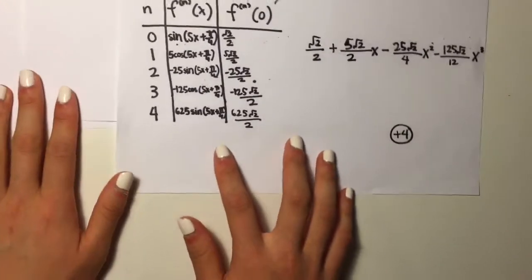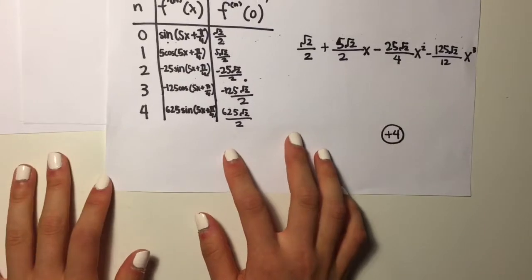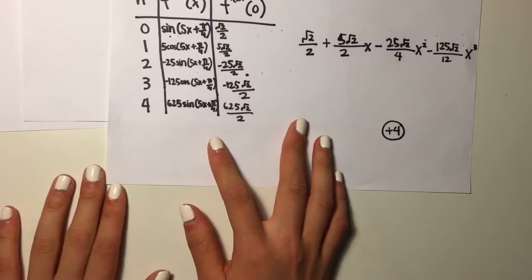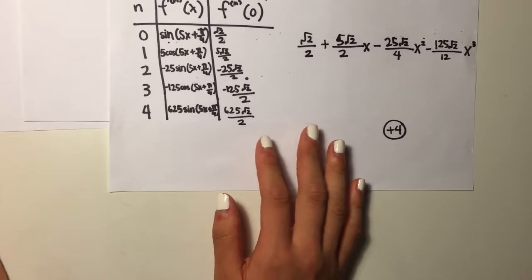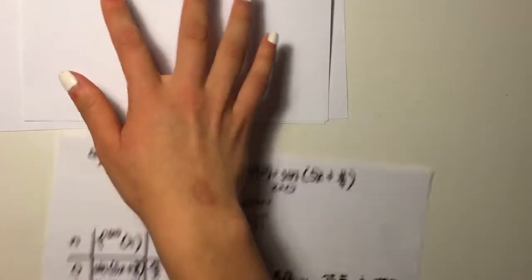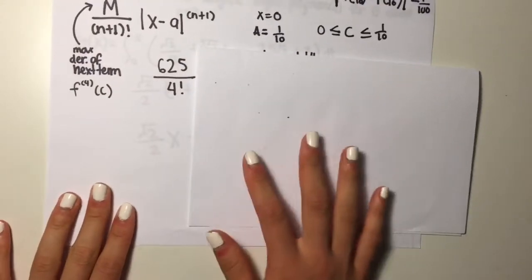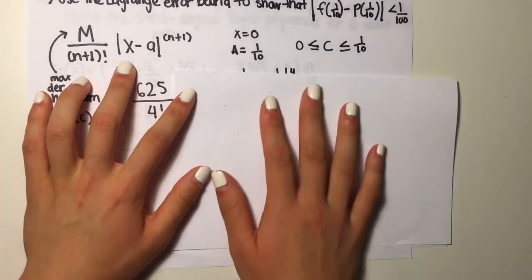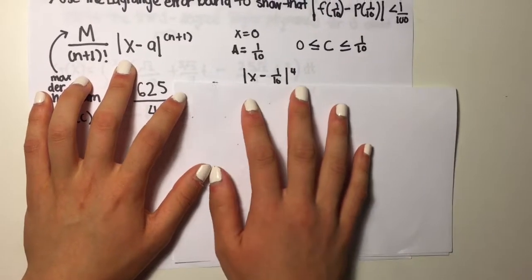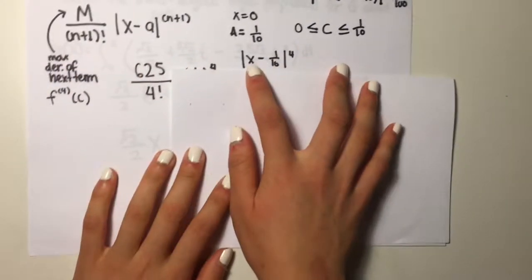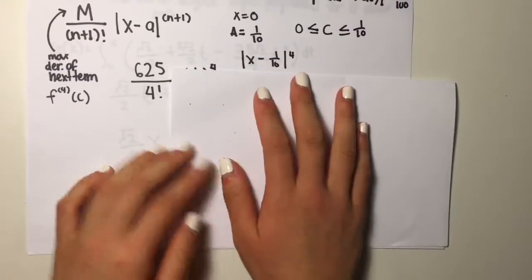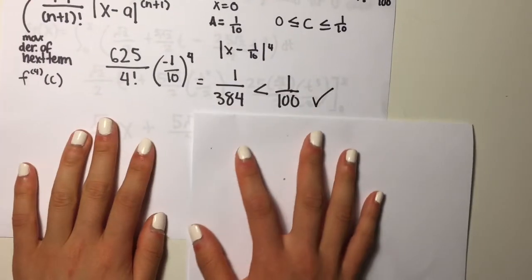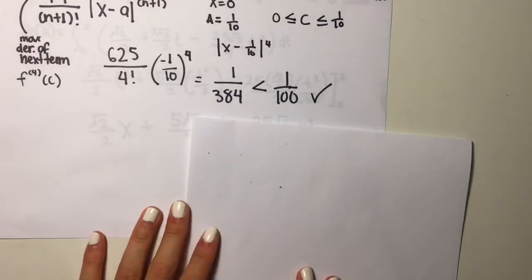And so in order to find the maximum fourth derivative, we know that the maximum and minimum value of sine is always going to be 1 and negative 1. And so the maximum value here is going to be 1, so the maximum fourth derivative is just going to be 625. And so we know that this part is going to be 625 over 4 factorial. And then for this part, we know that since it is the interval from 0 to 1/10, the maximum value here is going to be at x equals 0, which is going to give us 1/10 to the 4th. And so once we multiply that out, we're going to get 1/384, which is obviously less than 1/100.